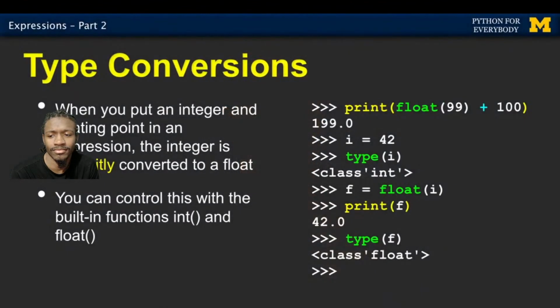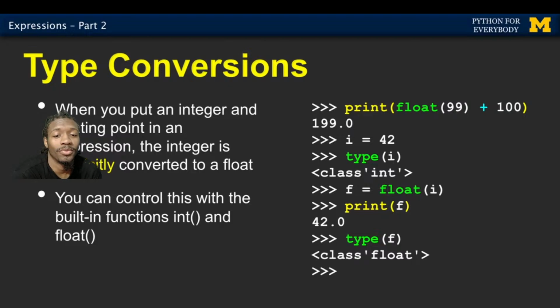So, we also have a set of built-in functions that can convert from one type to another. Type conversions. When you put an integer and floating point in an expression, the integer is implicitly converted to a float. You can control this with the built-in functions int and float. This is new to me.